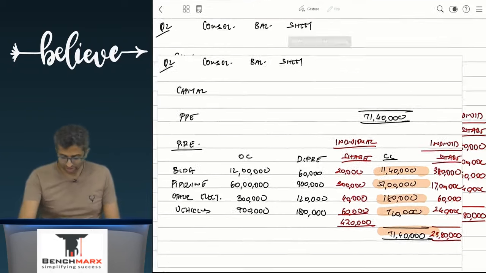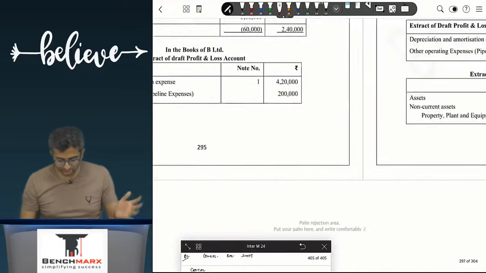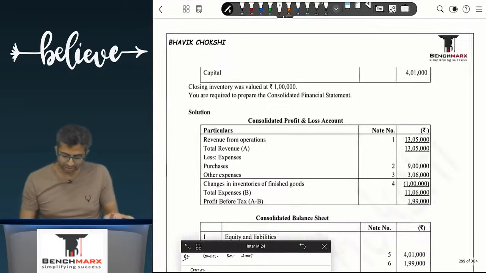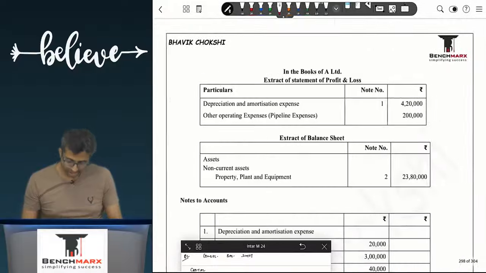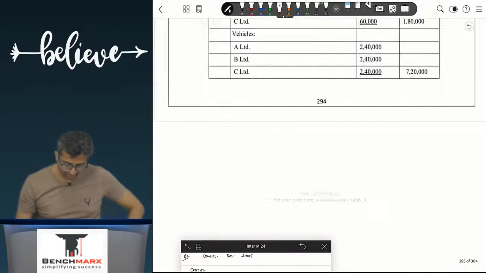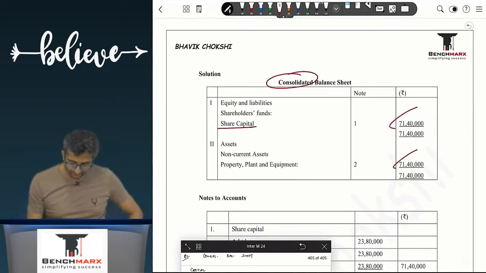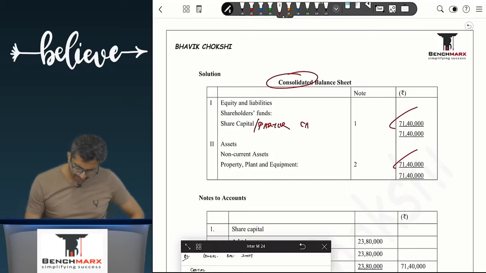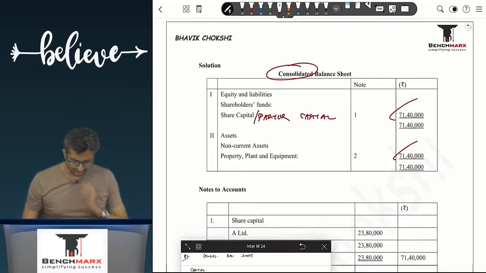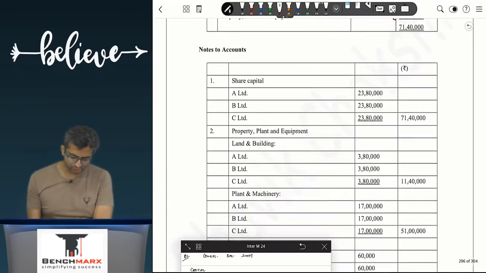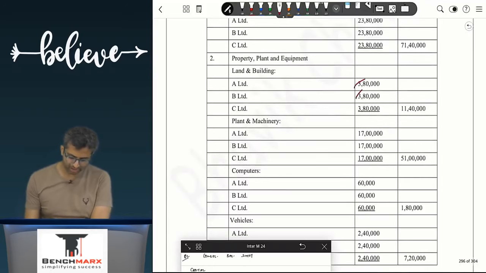So, you can refer to the solution. It is the same for each company. It looks very big, but there is nothing much. If you go to see over here, 71,40,000 for PP consolidated, 71,40,000 share capital, or rather you can say partner capital. For each of the entities, you have just shown the breakup by PP, each of them 3,80,000.